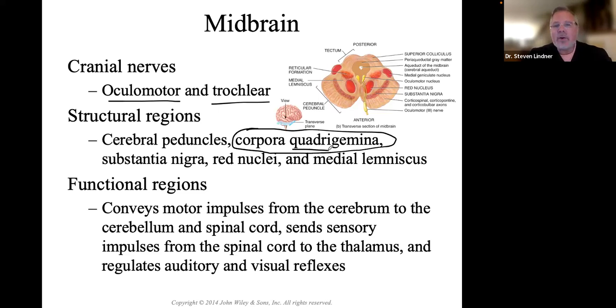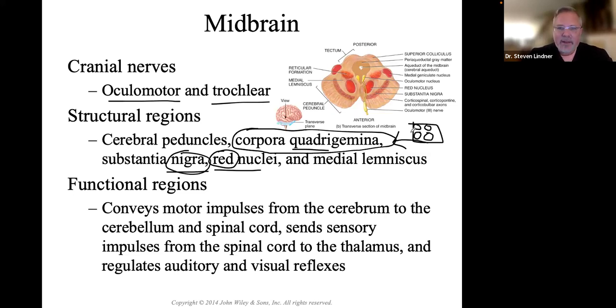And then I also want you to remember red, black, and the twins in the back. When you think of the midbrain, I want you to think of red, black, and the twins in the back. The twins are these 4 structures. I'm just making 4 circles right here. These 4 circles are the corpora quadrigemina. They're the twins in the back.